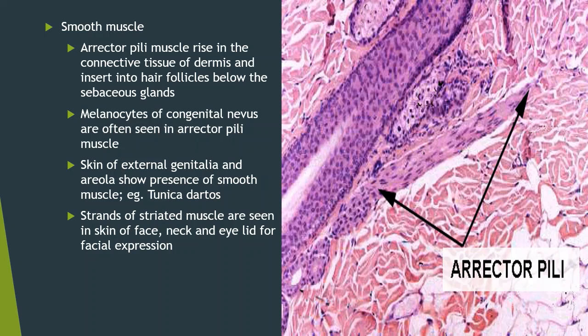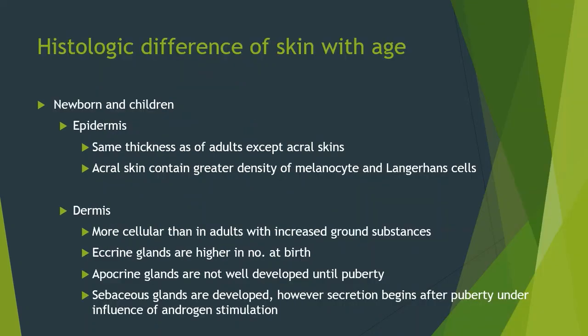So this is in brief the histological structure of the skin and adnexa, and now we can discuss some other factors, like the histological differences of skin with age and how the skin evolves with the aging of a person. In the newborn and children, the epidermis shows the same thickness as the adult epidermis, except for the acral skin, where there is a greater density of melanocytes and Langerhans cells. The dermis is more cellular in newborns and children, and there is increased ground substance.